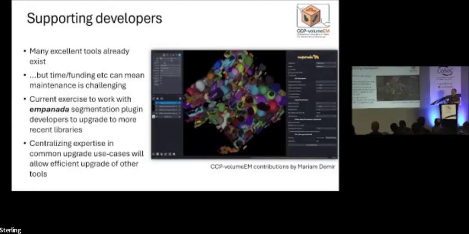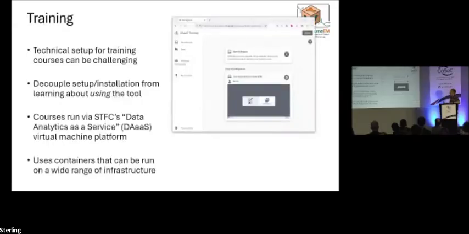So it got a bit frozen in old versions of Python, old versions of different libraries, and it stopped being compatible with lots of other things. So Mariam, who's somewhere in the audience, I think, has been working with the Empanada team to bring this up into the latest libraries and tools. And I think a really amazing opportunity of CoSeC and CCPs is that this knowledge then becomes centralized. So the next time somebody wants to do that, they don't have to reinvent the wheel. There's some centralized knowledge on how to solve the common problems.